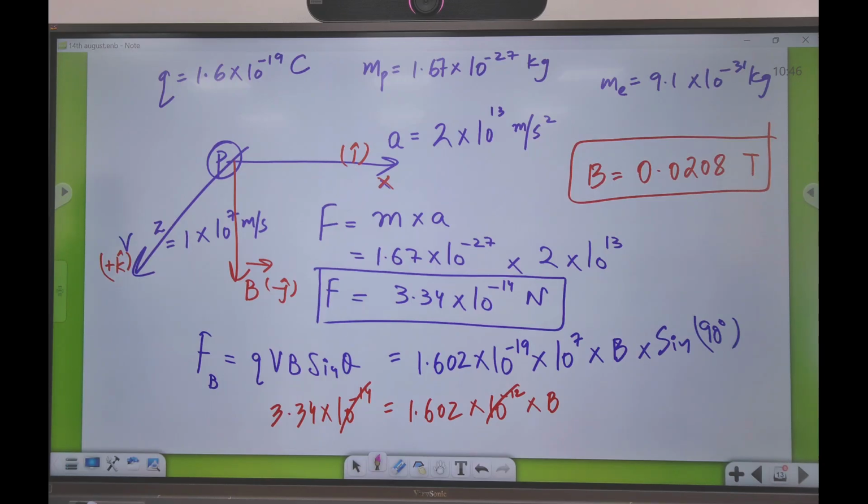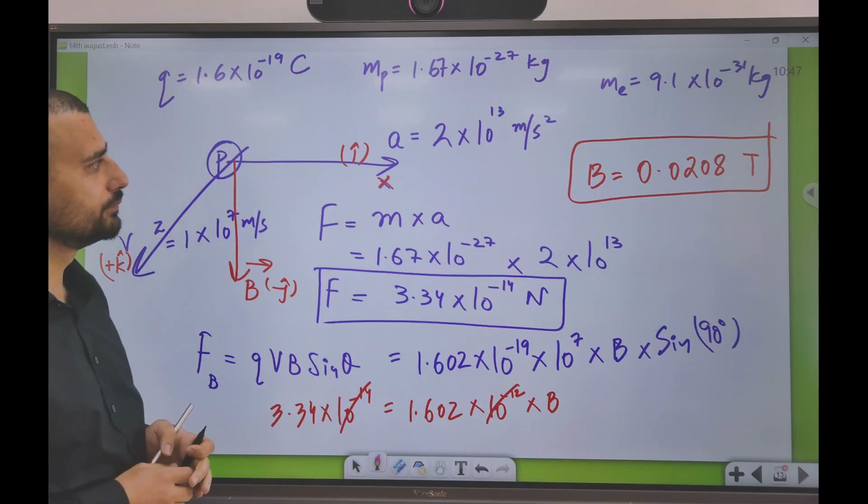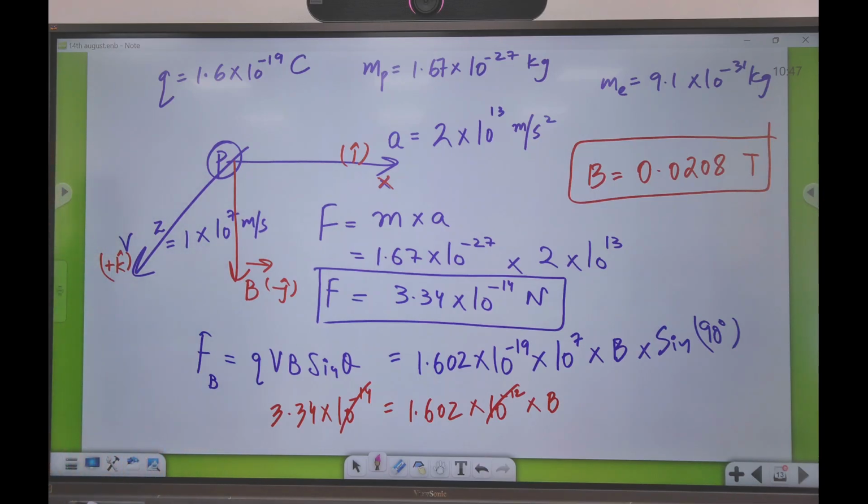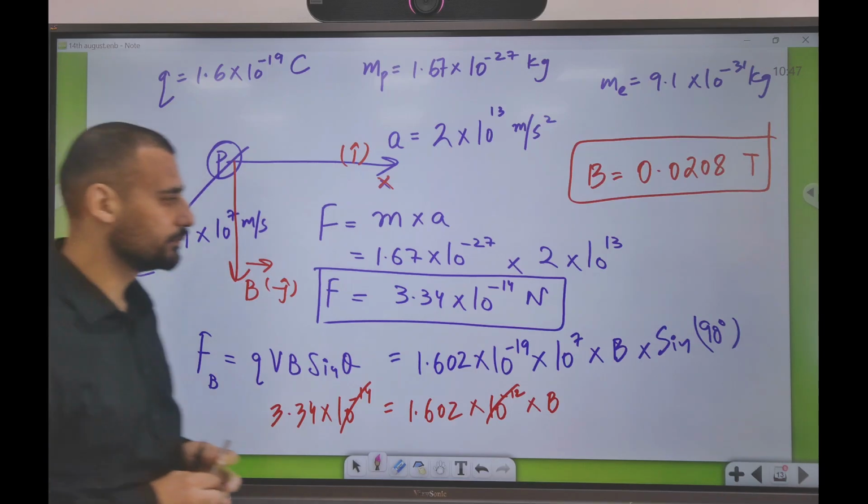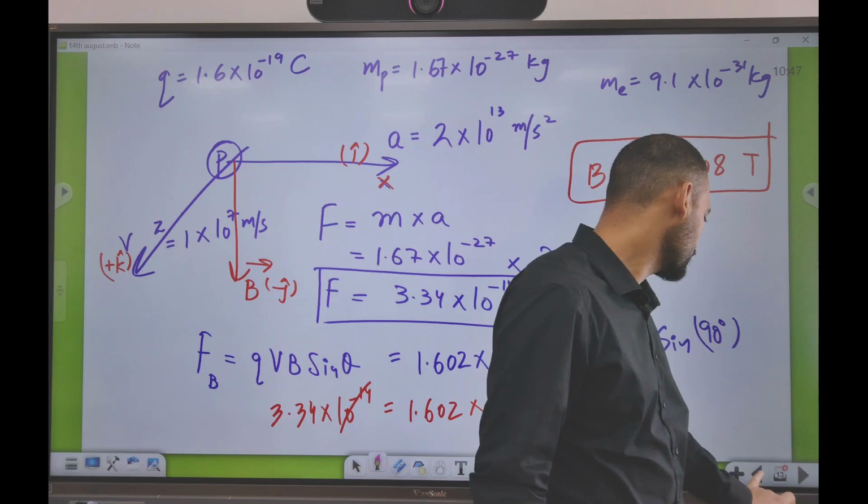What value did you get for the first one? 2.09 multiplied by 10. Done? Okay, now let us try to do this question here.